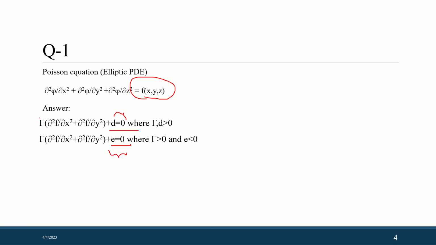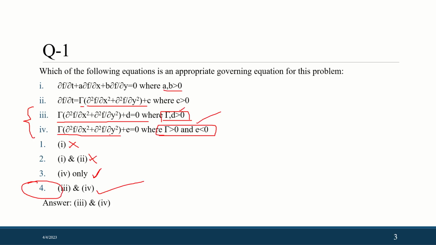And we are dealing with the two-dimensional flow. So both 3 and 4, both options are right, in the sense that 3 and 4 are both right for Poisson equations. We have ∂²f/∂x², ∂²f/∂y² plus some constant. Here the same way, ∂²f/∂x² plus ∂²f/∂y² plus e is equal to 0.